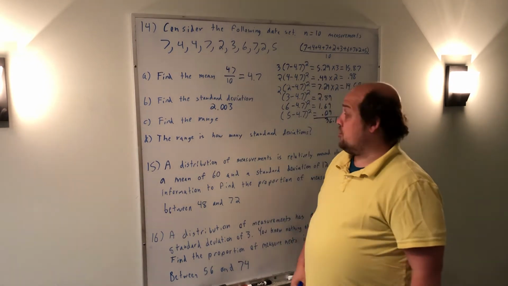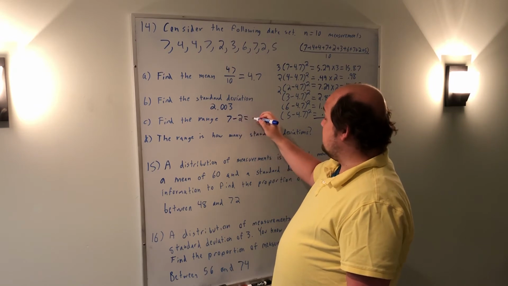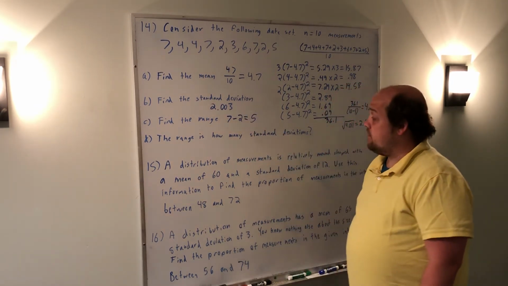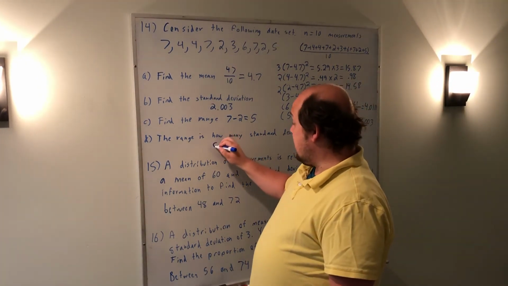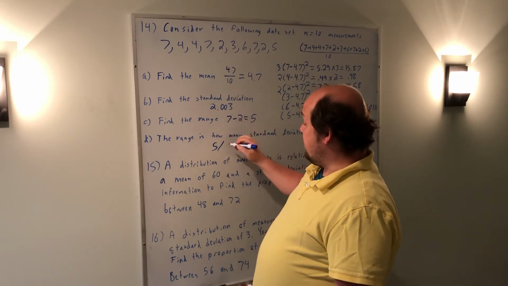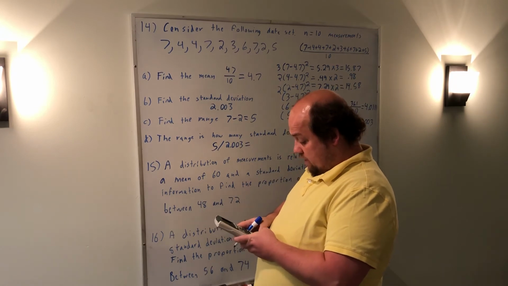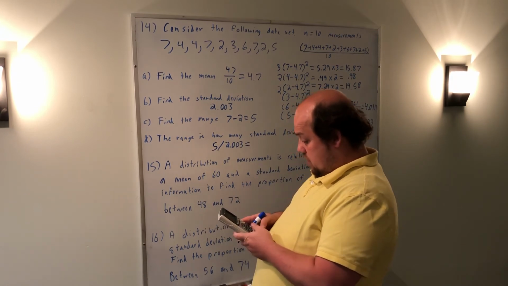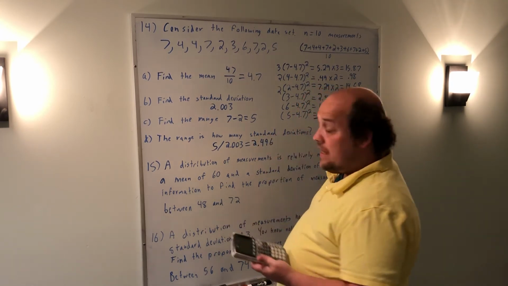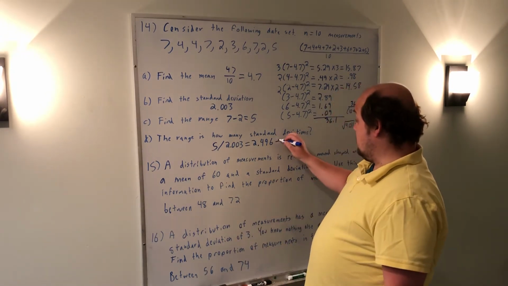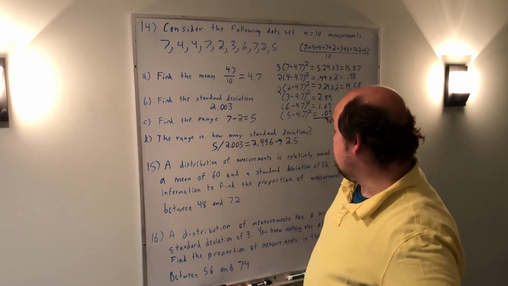Range is super easy. It's just largest minus smallest. Largest number I see is 7, minus smallest number I see is 2. That's why the range equals 5. The range is how many standard deviations? What this really asks me is to take my 5, that's my range, divided by my standard deviation, 2.003. When I do that in my calculator, 5 divided by 2.003 gives me 2.496. Here it tells me to round to 1 decimal place, so it becomes 2.5.